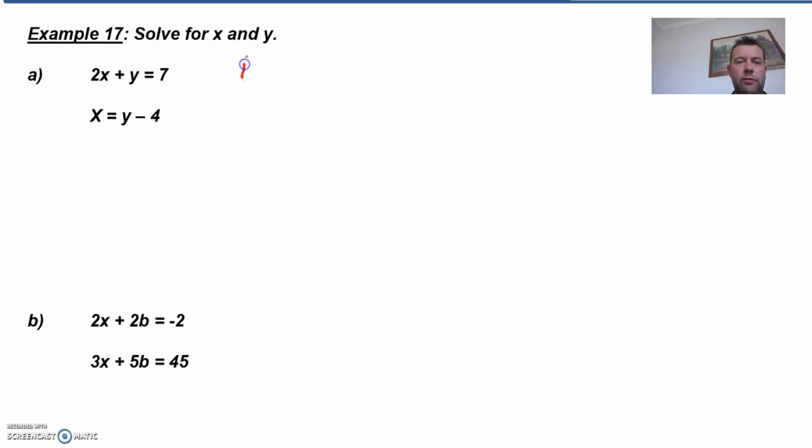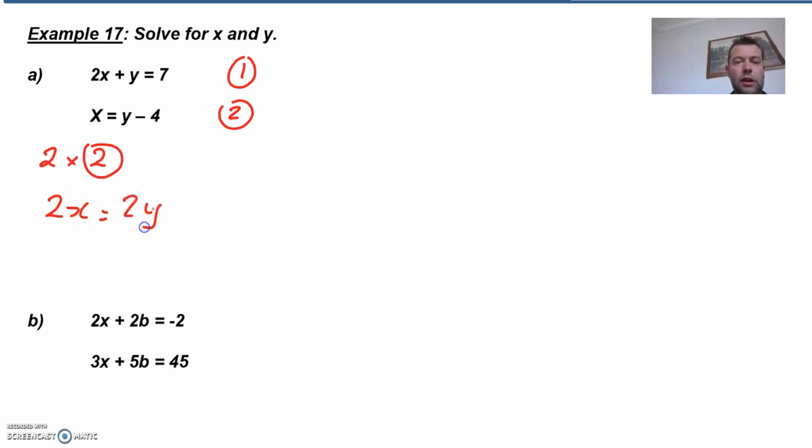So I'm going to call this 1 and this 2. What I'm going to do is I want to do 2 lots of 2. I want to double the second equation. That means that 2x equals 2y minus 8. I'm going to call that 3. The reason I've done that is, I'm not changing the subject of that, I'm doubling this. Now I have 2x in the first equation and 2x in the second.